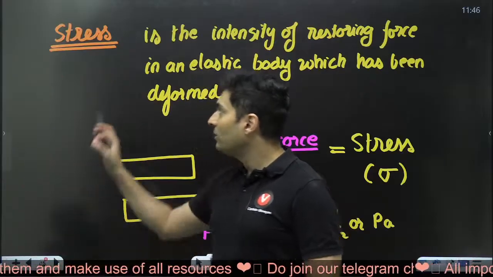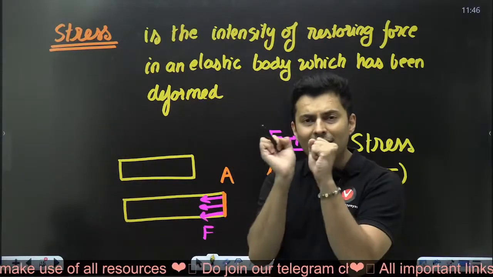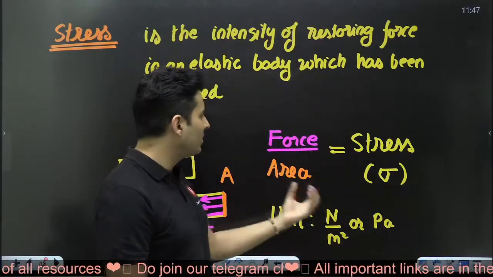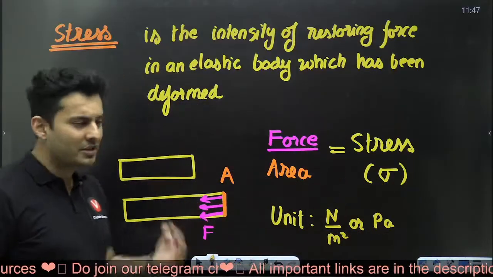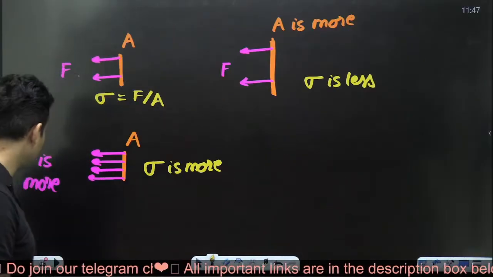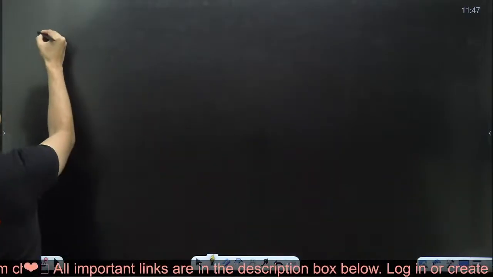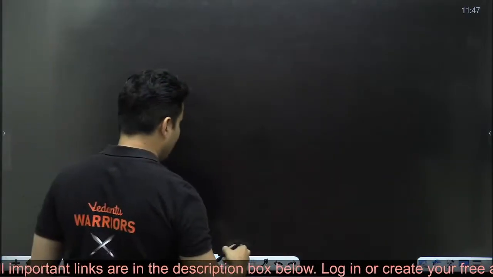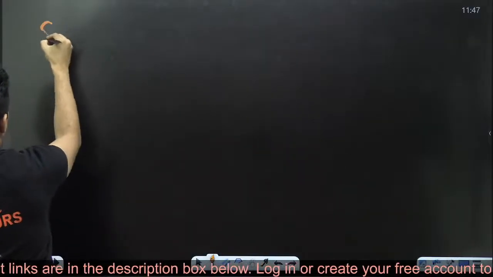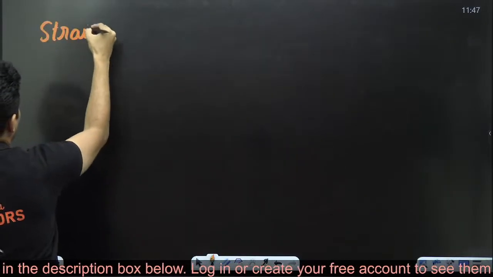Now, did you understand what is the meaning of stress? It is the intensity, how intense the force is, and it is the force per unit area. Unit is Pascal or Newton per meter square. That is your stress. The next quantity that we are going to talk about is the strain. What is this strain?